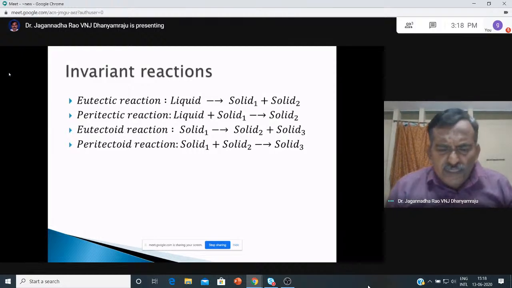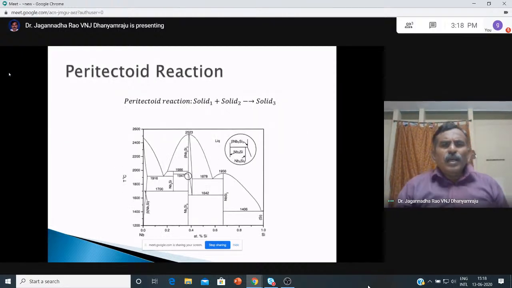Okay. Now let us see the peritectoid reaction. See, peritectoid reaction is reverse of a eutectoid reaction. And here, solid 1 and solid 2, two solids combine to form a new solid. Right? Here, two solids are combined to form a new solid 3. Okay? So it is opposite to a eutectoid reaction.